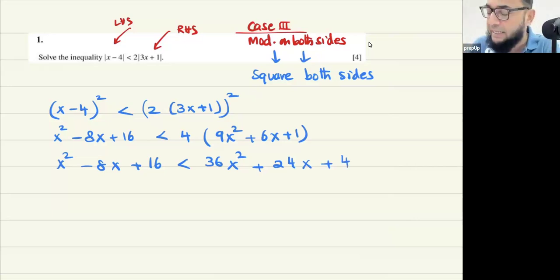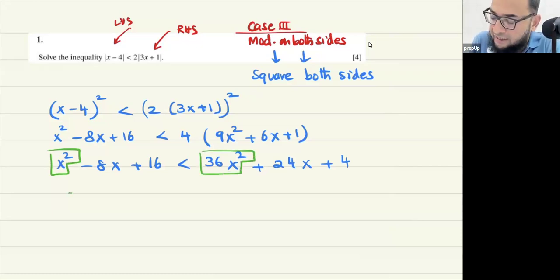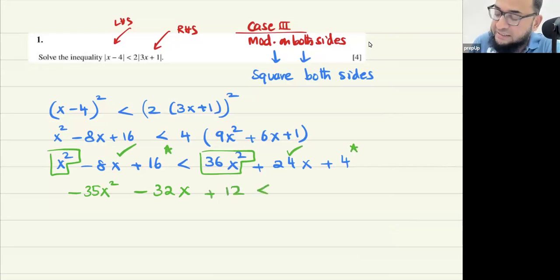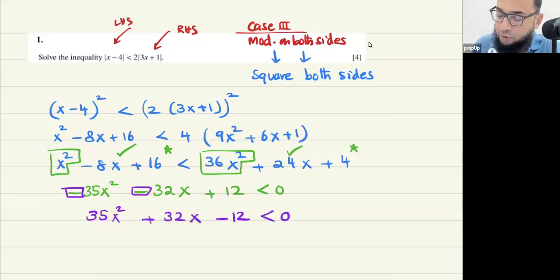I'm just thinking one step ahead that I'm transferring to the other side. So you have to control your emotions. So now x squared minus 36x squared, that is negative 35x squared, and then negative 8x minus 24x, that is negative 32x, and then 16 minus 4, that is plus 12. This is less than 0. Now the rule is make sure the coefficient of x squared is positive. So we will write this as 35x squared plus 32x minus 12 is greater than 0.